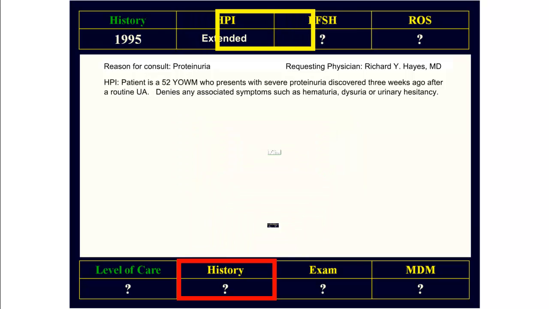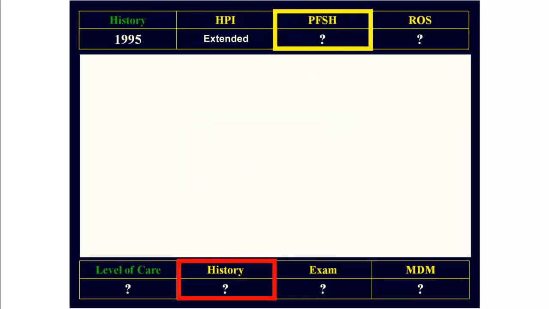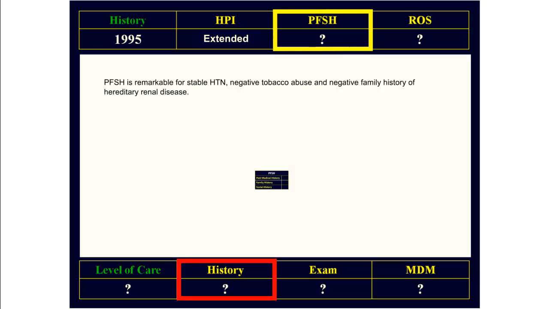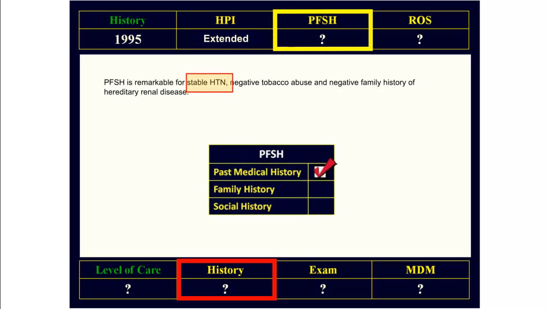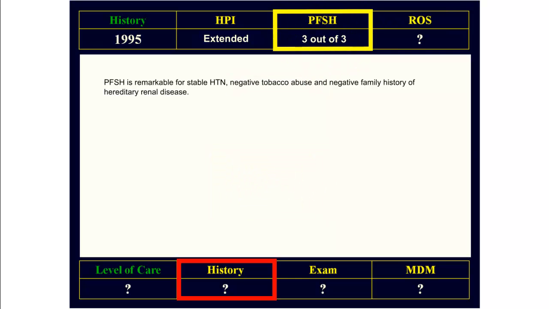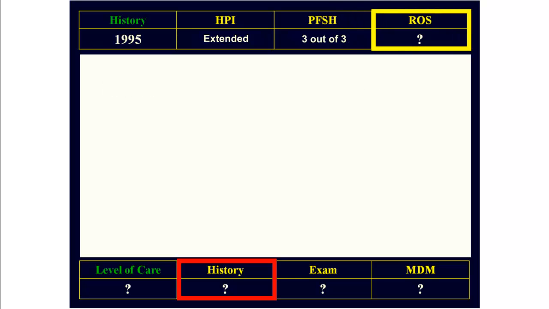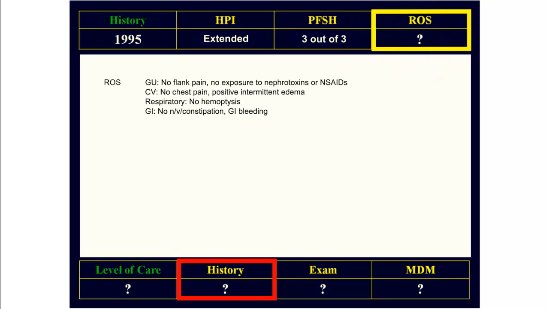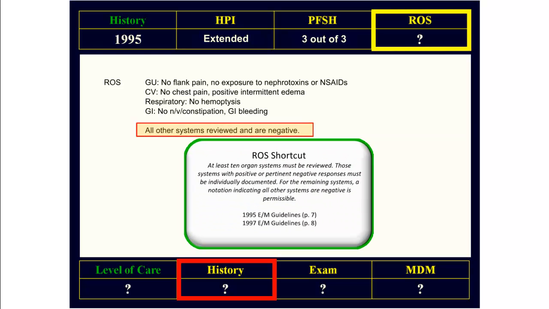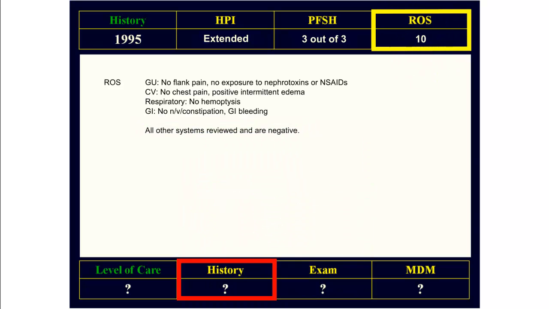The next step is to check the PFSH. Looking at the PFSH, here we've commented on at least one item from the past medical, family, and social history. So we get credit for 3 out of 3 components of PFSH. The next step is to check the ROS. Looking at the review of systems, here we've documented the most clinically relevant systems and then used the shortcut all other systems reviewed and are negative. Both the 1995 and 1997 guidelines state that this is acceptable. Therefore, we get credit for a complete ROS.